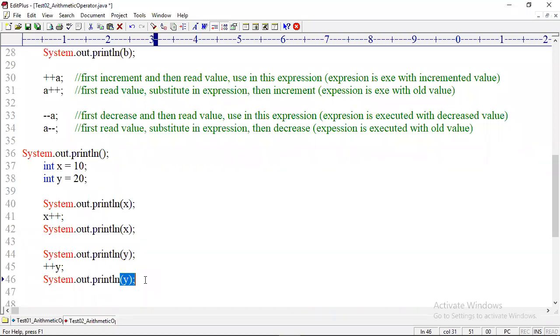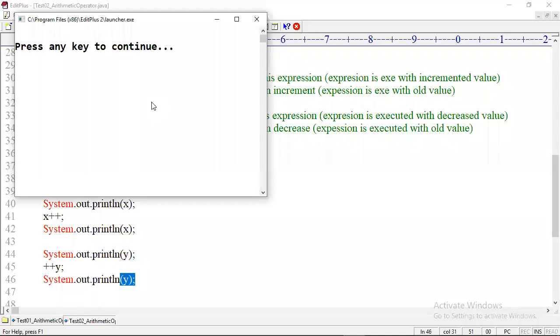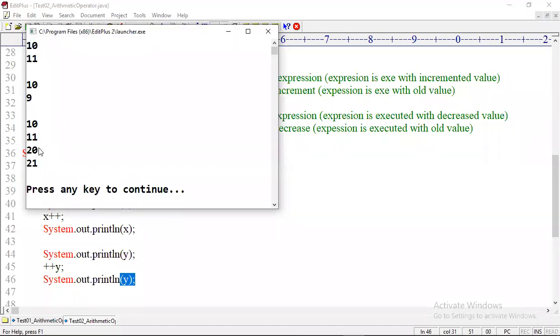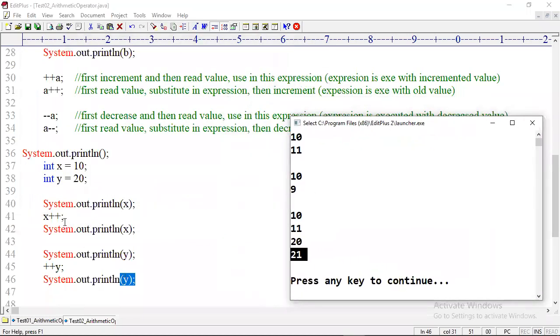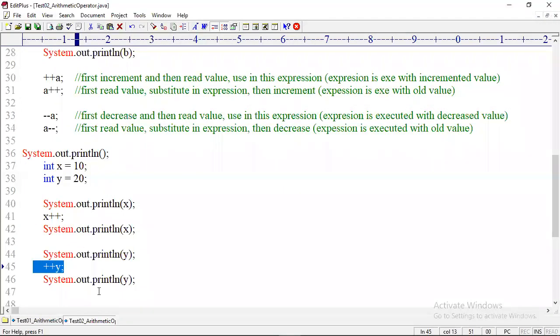Right? 20 or 21? What value will you get? Some people are telling 20, some 22. Oh my god. Control 1, Control 2: 20, 21. Then where is the difference between pre-increment and post-increment?